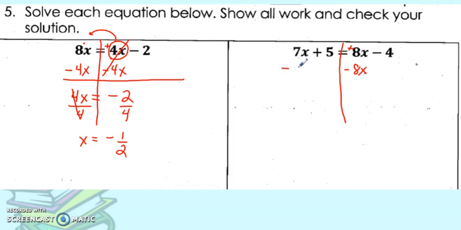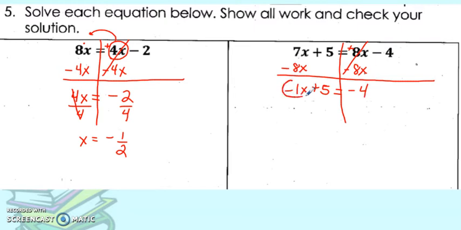I will do the same thing on the other side, and I'm going to be sure to line up my like terms. My x's will match up. That does cancel out, and I have 7x minus 8x, which leaves me with a negative 1x. The plus 5 drops down because I didn't do anything with my constants yet, and my minus 4 becomes negative 4.